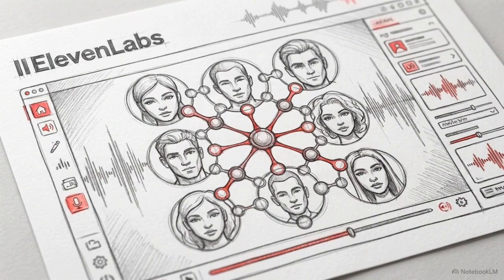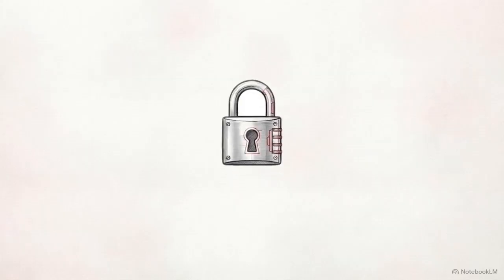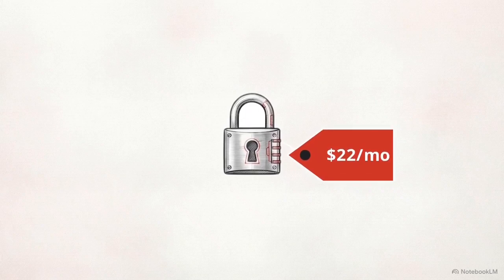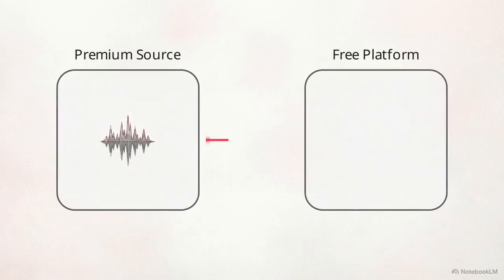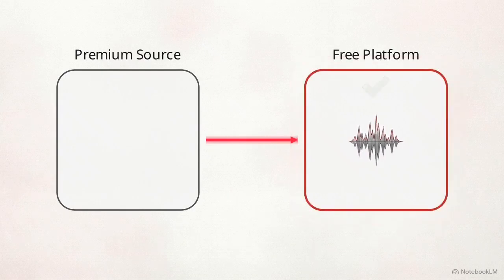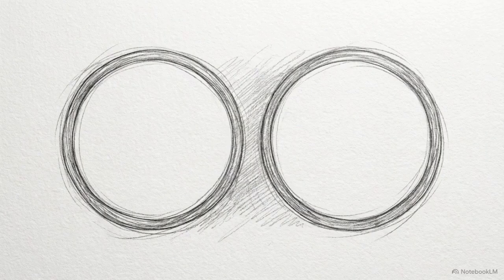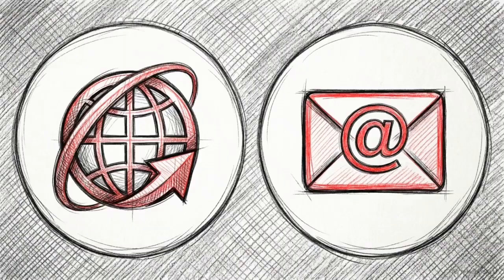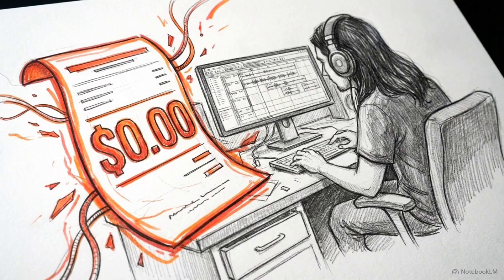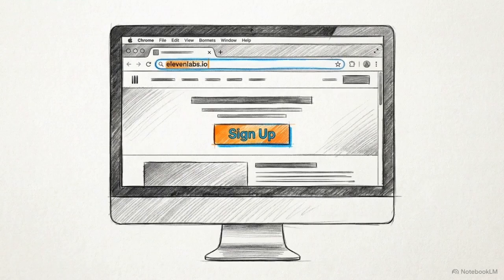Industry-leading platforms, specifically ElevenLabs, produce highly realistic audio, but they restrict their best models behind monthly subscriptions. We are going to capture the characteristics of these premium voices and use them to generate audio on a completely free alternative platform. You only need two things: a Chrome browser and an active email address. This method allows you to use high-end voice models for your projects while staying entirely within the free tier of the software. First, open Google Chrome, navigate to the ElevenLabs website, and create a basic account.